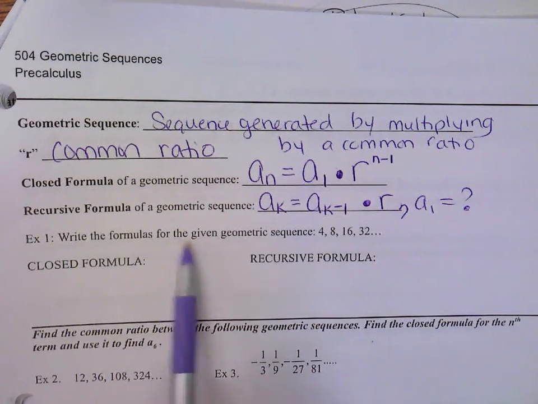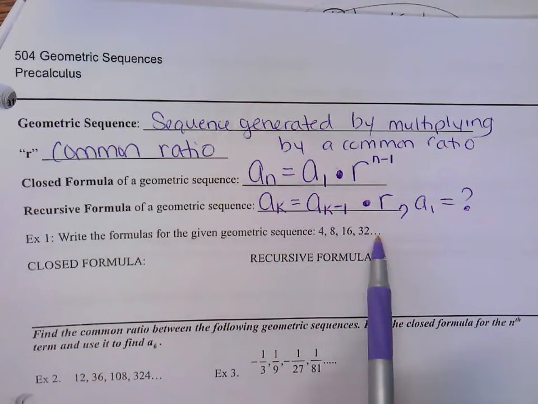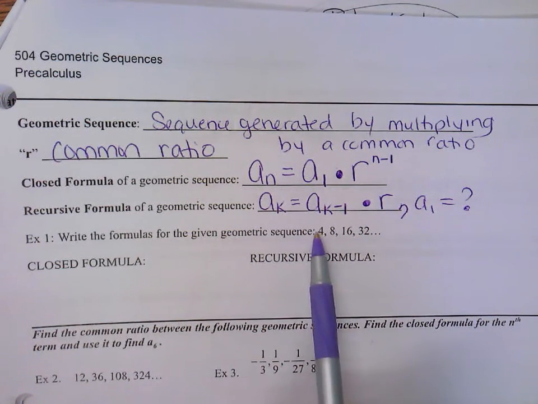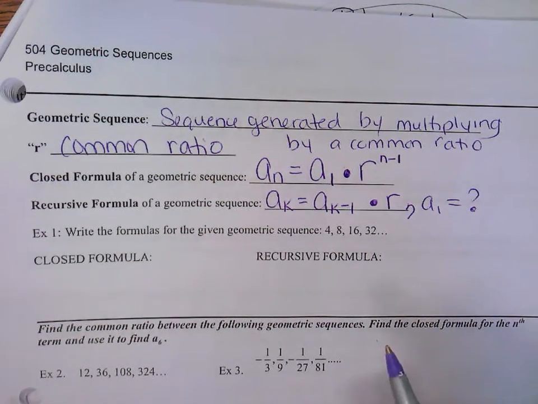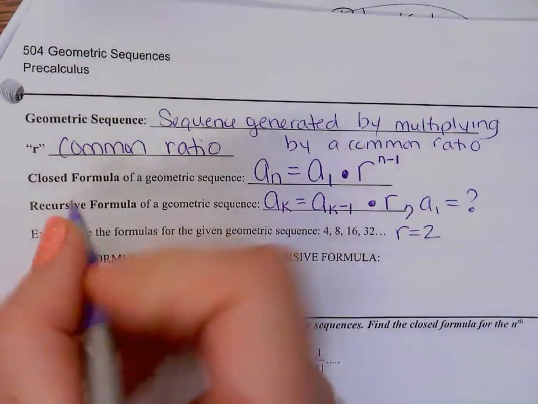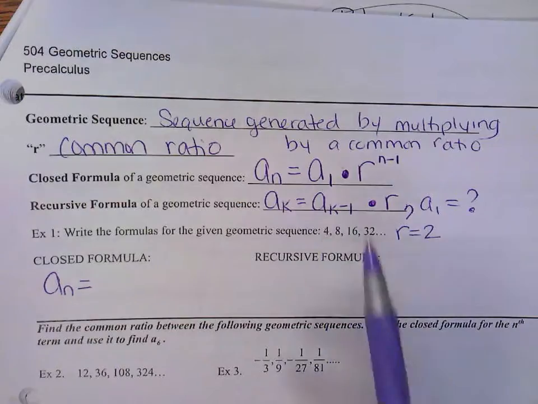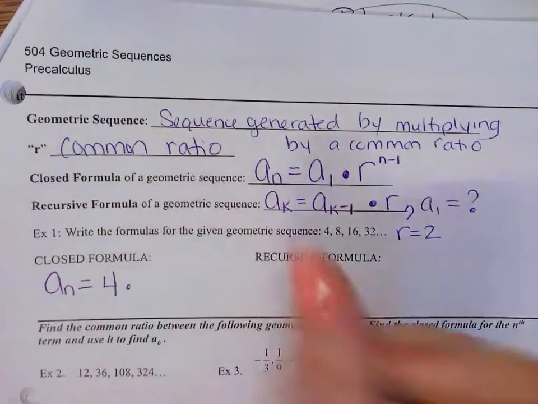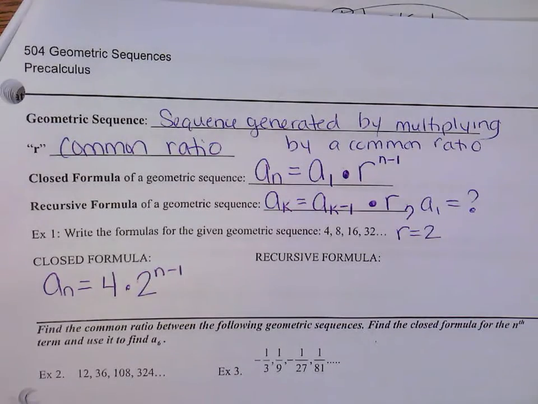Write formulas for this given geometric sequence. What's our R value here? How do I go from 4 to 8, 8 to 16? R has to be what? 2. So for the closed formula, I'm going to tell them where to start. I want to start at 4, and I want to multiply by my common ratio n minus 1 times.